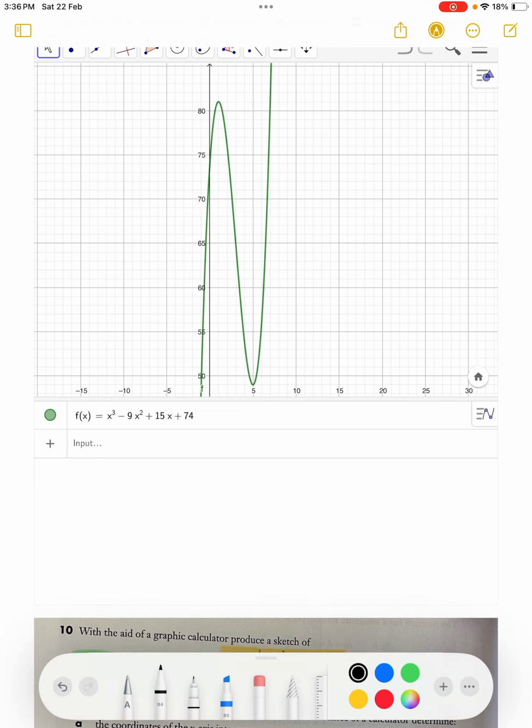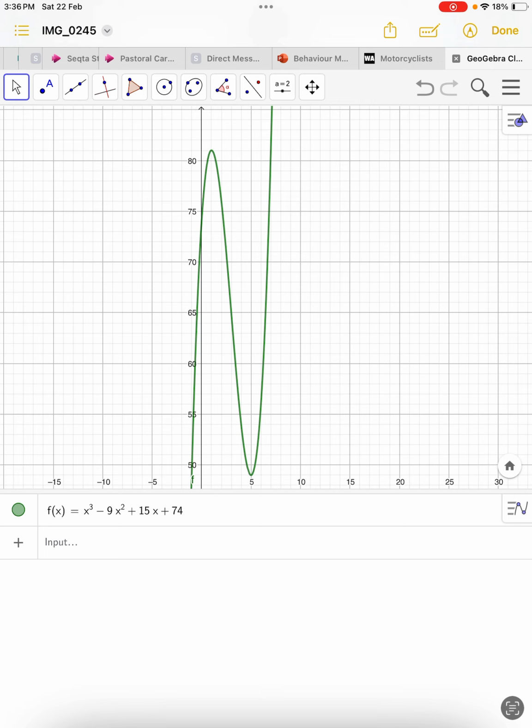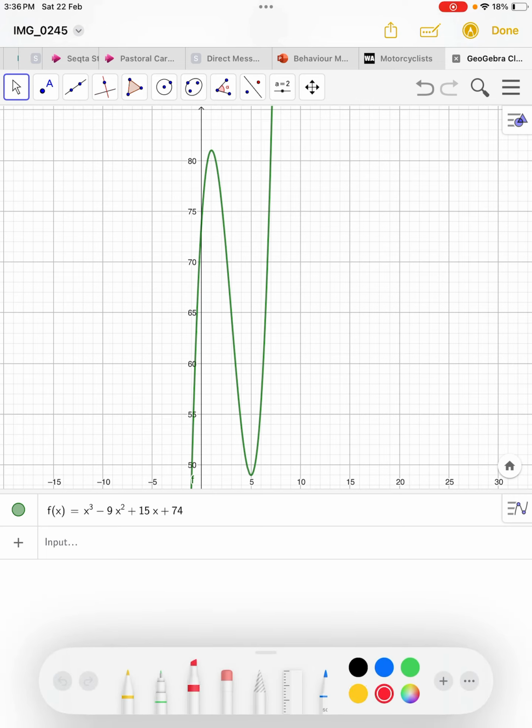So let's do that. Let's put stationary points. There's a stationary point. Let's put a stationary point down here. Stationary point, and it looks like it's at 49. There's a stationary point up here. It looks to be 81.